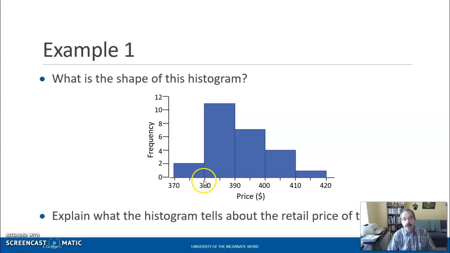Well, you can tell him that, for example, the majority of the retailers sell the item at a price above $380 up to $390. Then that's 11 of the 25. And then 7 of them sell it at a price bigger than $390 up to $400. And there are only 2 retailers that sell it for $380 or a lower price. And there is only 1 retailer that sells it above $410.